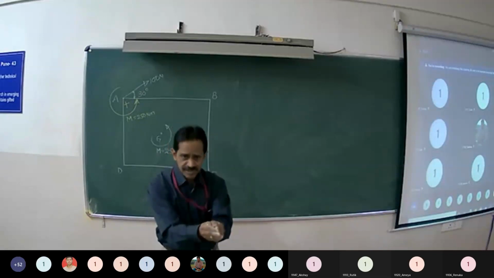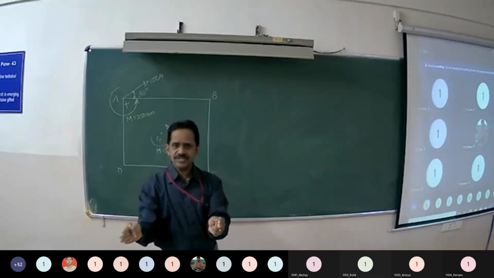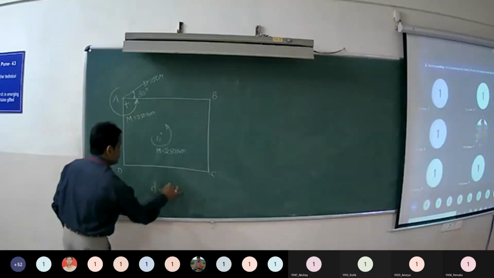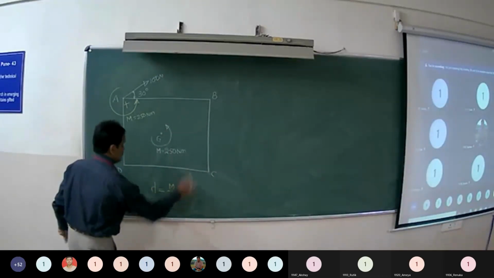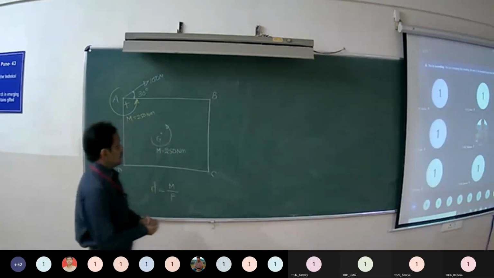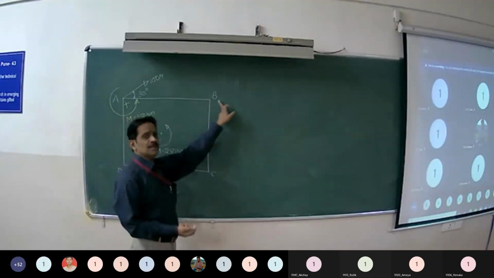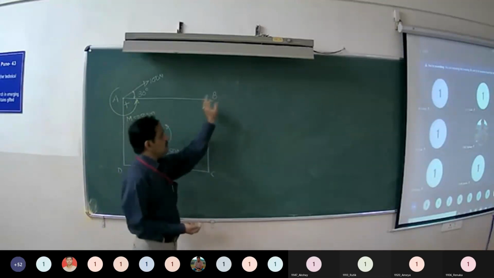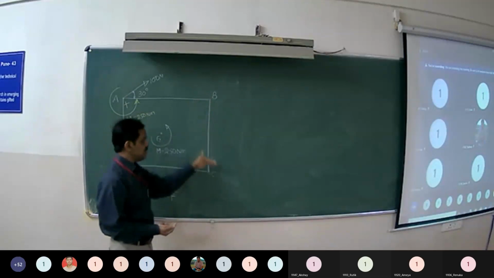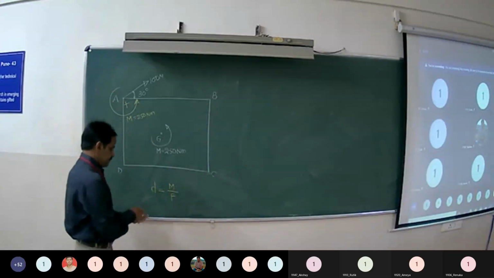Now when you combine the force and couple, the resultant will be a force which will go back to its original position by a distance d given by M upon F. Are you getting my point? So when a force is transferred from one point to another point, that force is accompanied by a couple. But when you add that force and couple, the resultant will be the original force, which will be transferred to its original position by distance d given by M upon F.